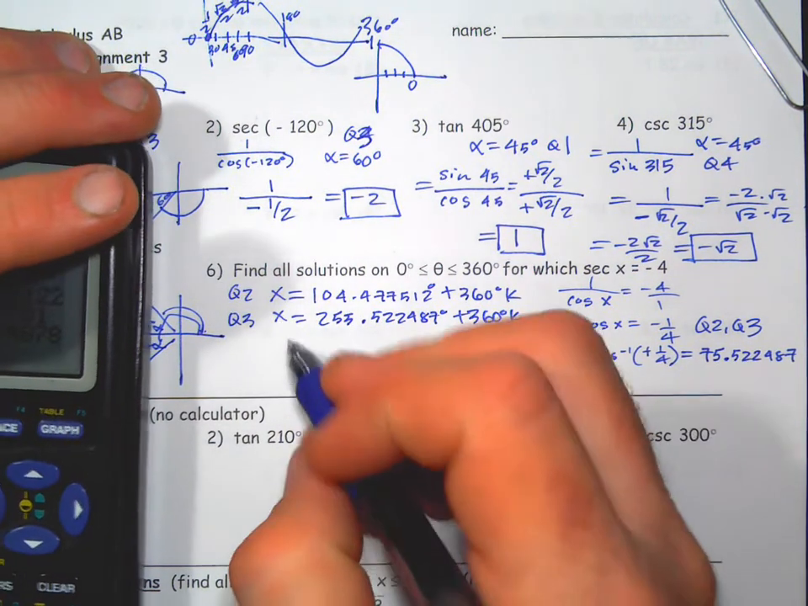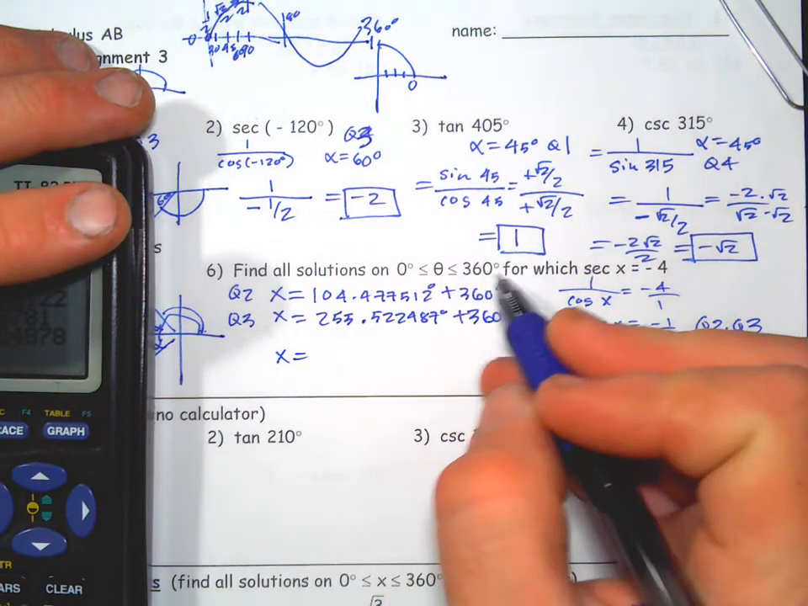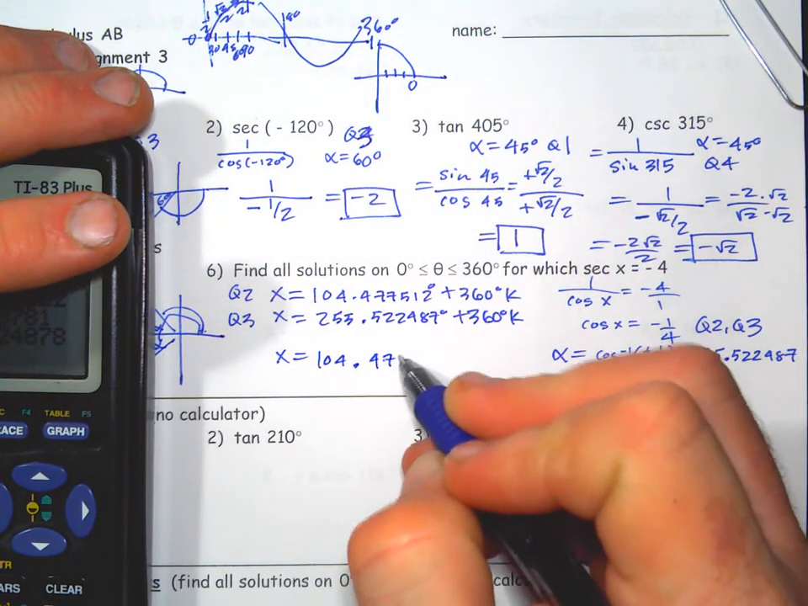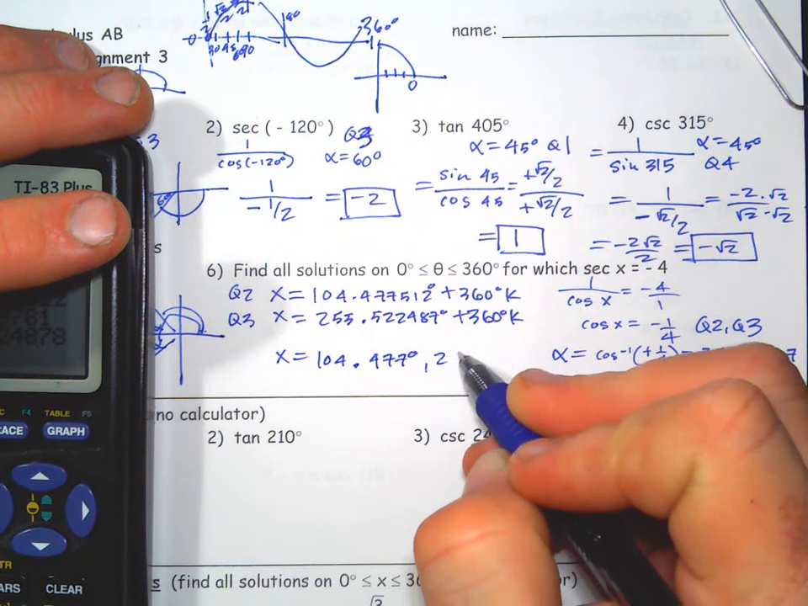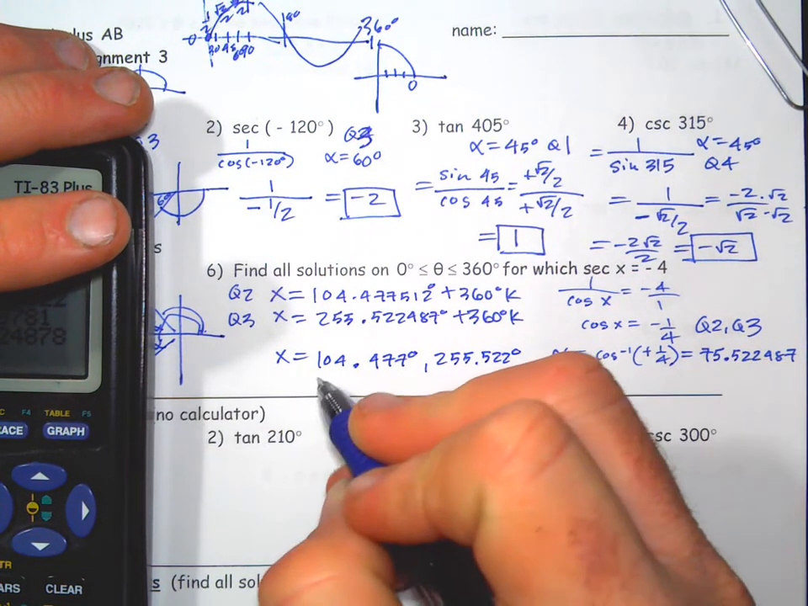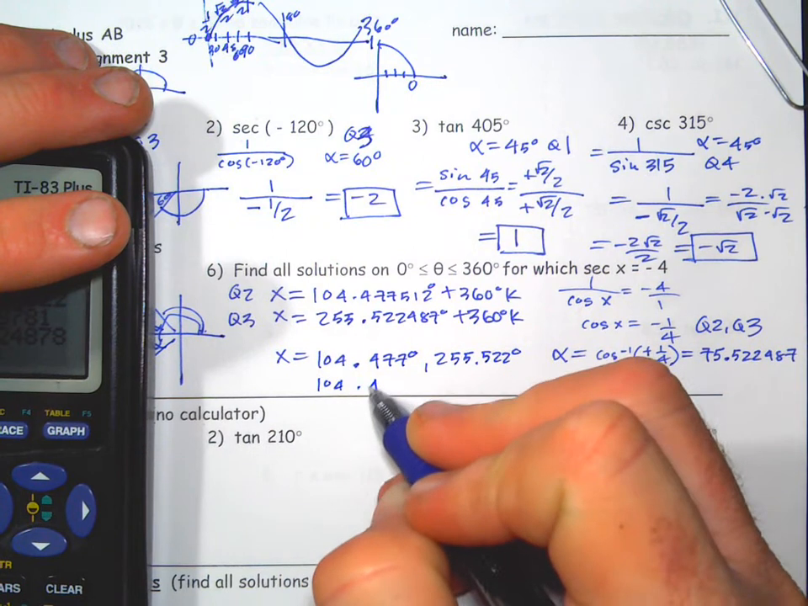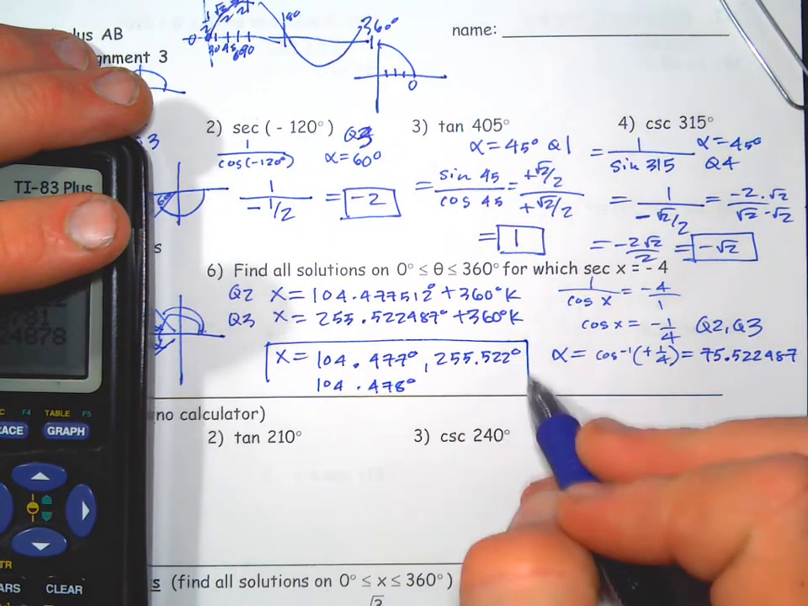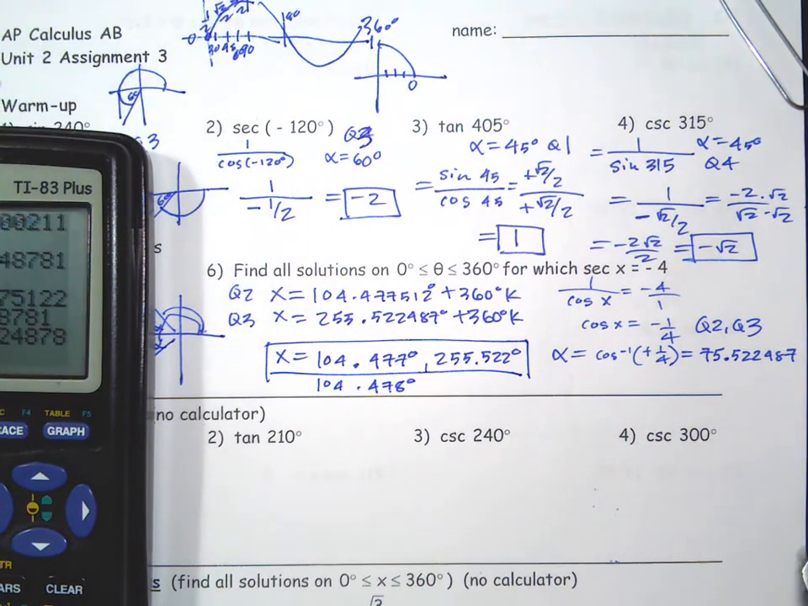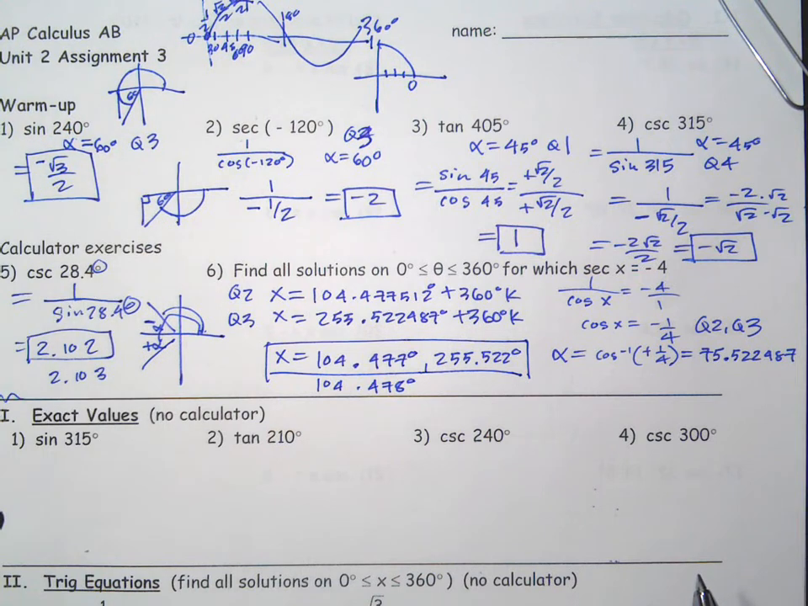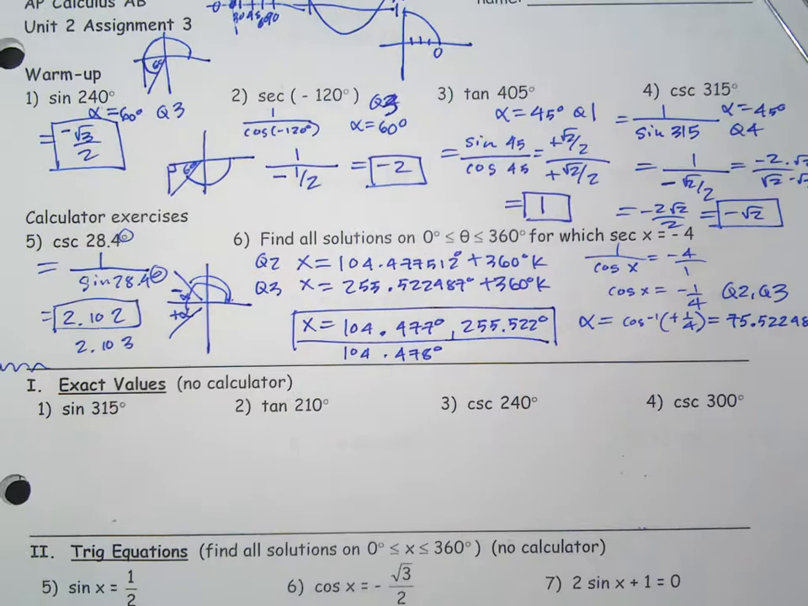This time, we just want answers from 0 to 360. So it's just going to be 104.477 and 255.522. Now you could do 104.478 if you want to round. The second one will be the same, rounded or truncated. You should put the degree symbol on these answers, because otherwise it means radians, which is not what we're working with right now.